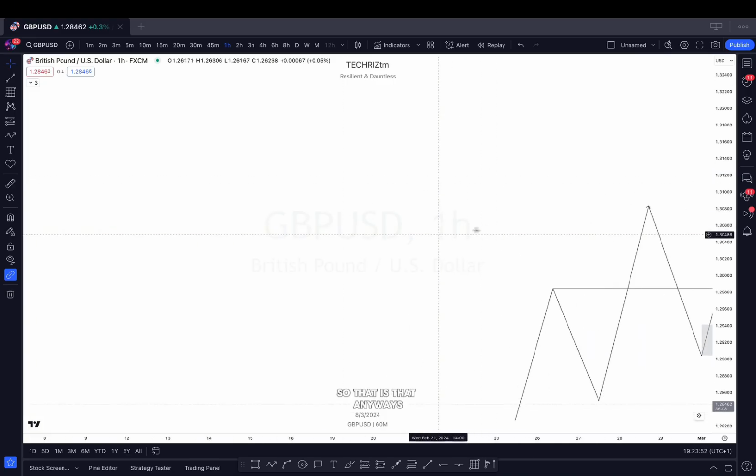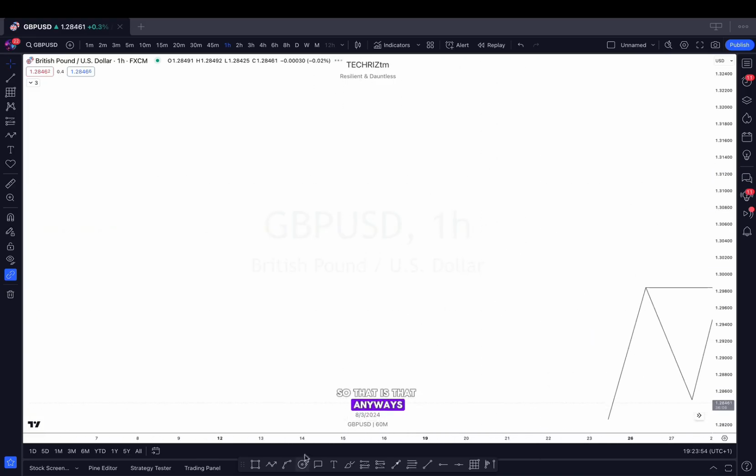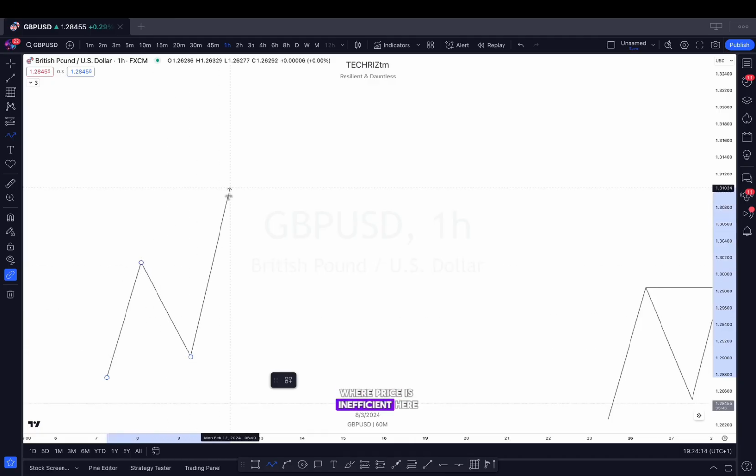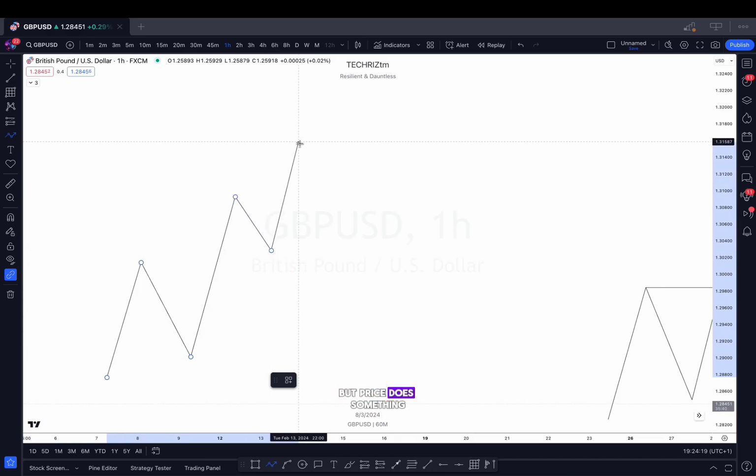So that is that. Like I said, price would always want to come and rebalance inefficient price action. That's inefficiency, and it avoids expansions and all that. But price will trade from efficient price action. So if you have something like this, where price is inefficient here, then price goes up like this, and it's inefficient. But price does something like this, and then price is efficient in this place.